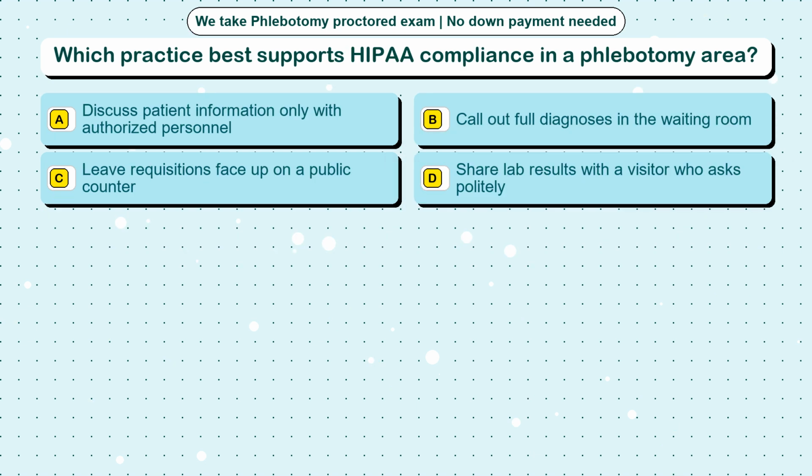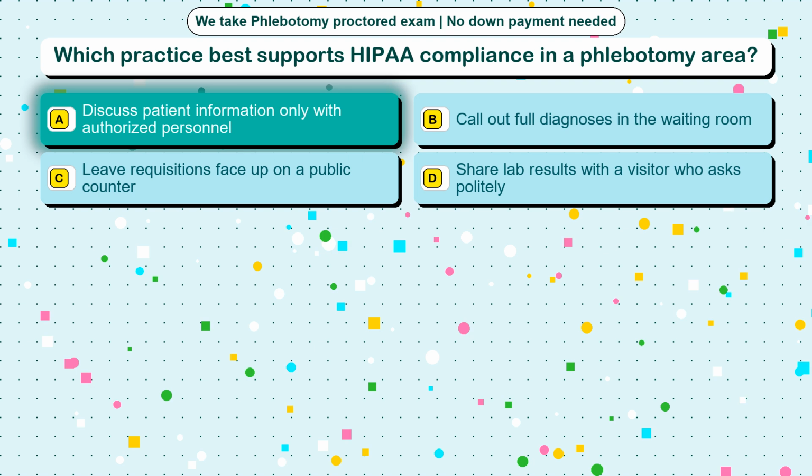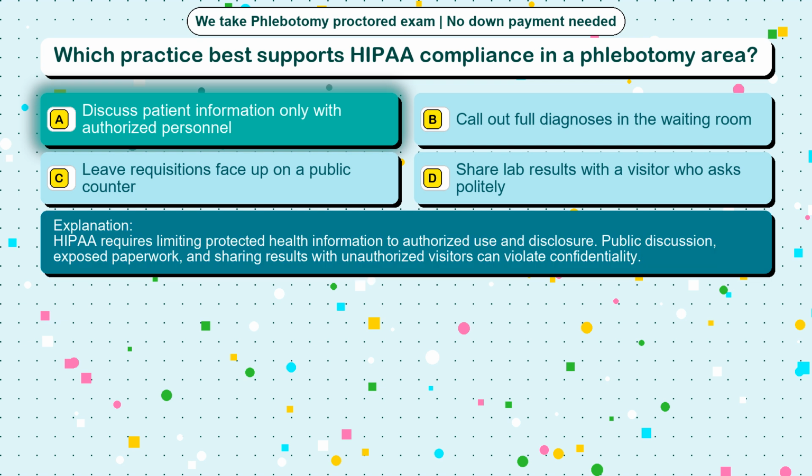Question 35. Which practice best supports HIPAA compliance in a phlebotomy area? Option A, discuss patient information only with authorized personnel. Option B, call out full diagnoses in the waiting room. Option C, leave requisitions face up on a public counter. Option D, share lab results with a visitor who asks politely. The correct answer is option A. Discuss patient information only with authorized personnel. HIPAA requires limiting protected health information to authorized use and disclosure. Public discussion, exposed paperwork, and sharing results with unauthorized visitors can violate confidentiality.